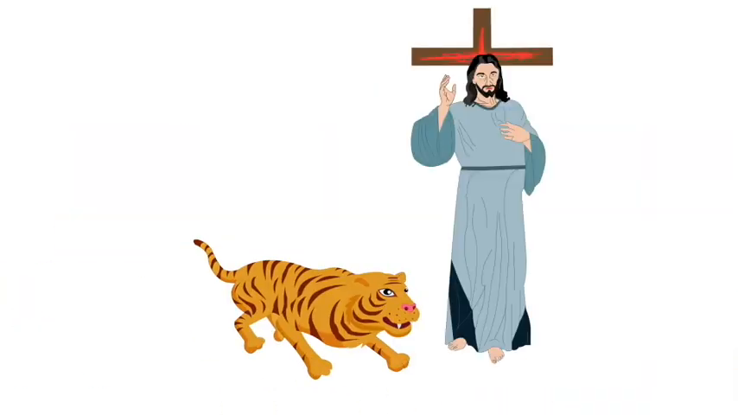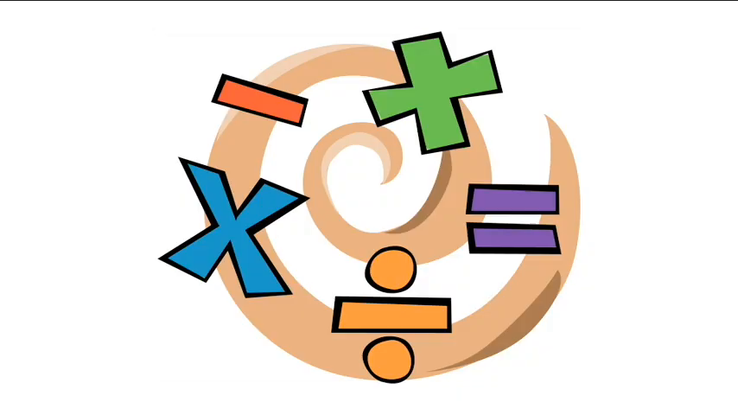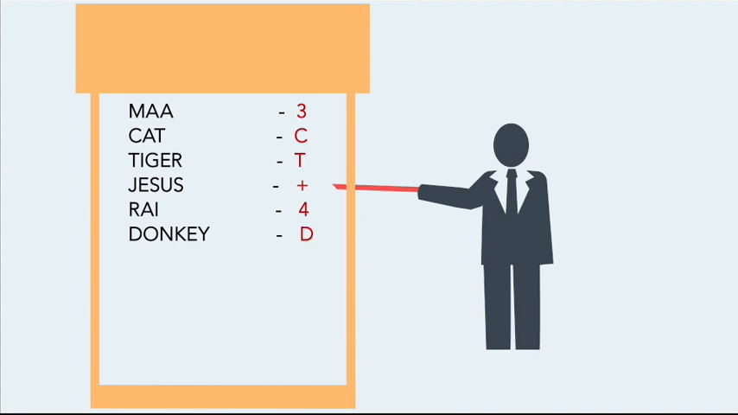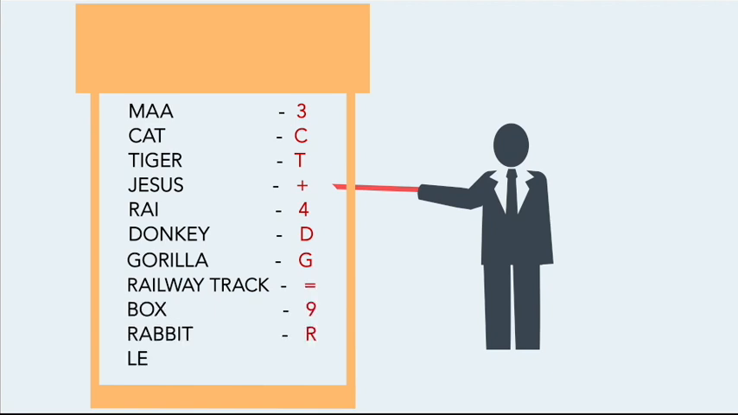Now, start decoding the objects into alphabets, numbers and symbols. Ma is 3, cat is C, tiger is T, Jesus is plus, Rai is 4, donkey is D, gorilla is G, railway track is equal to, box is 9, rabbit is R, leopard is L. Now write down all the alphabets, numbers and symbols in their respective order. You'll get 3CT plus 4DG is equal to 9RL.